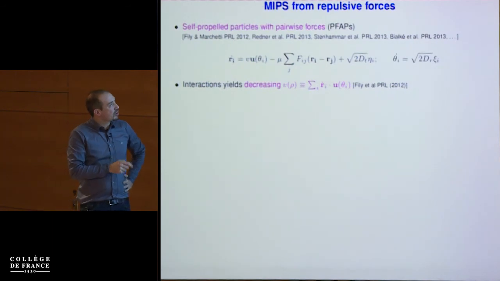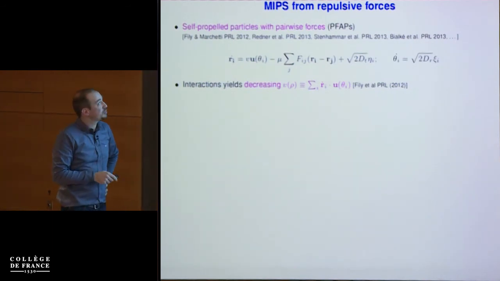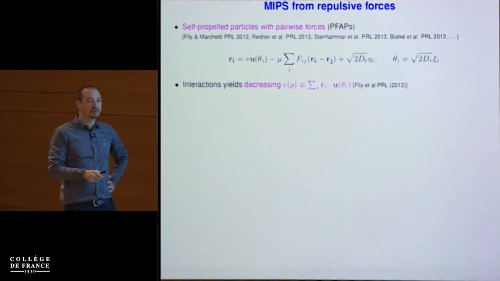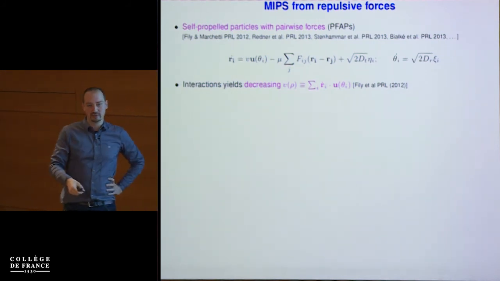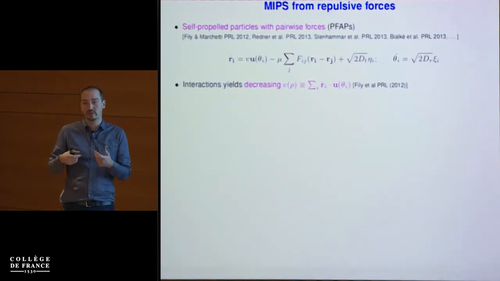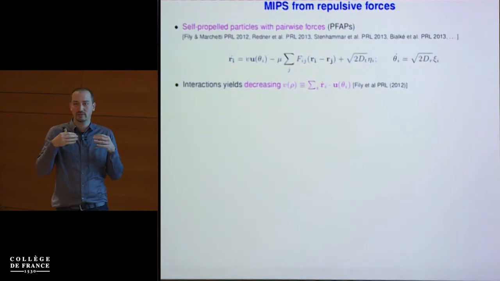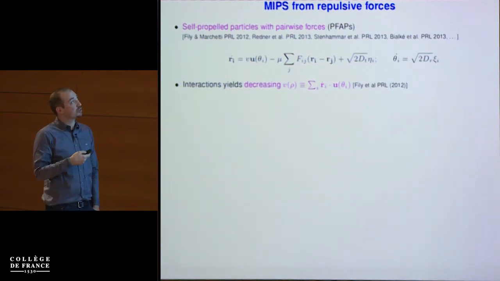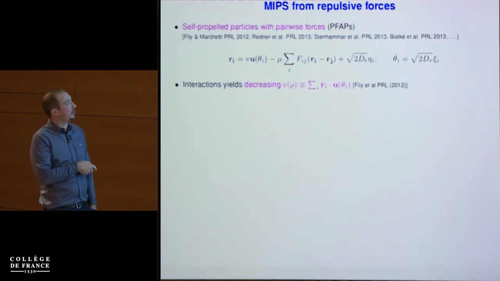OK, so a last model I want to talk about before I go back to bacteria is what happens when you don't put the slowdown in by hand. Up to now, I've always looked at models in which the v of rho was there because I had decided that the velocity would go down as the density increases. One thing you can look at is models in which that would be an emerging feature.